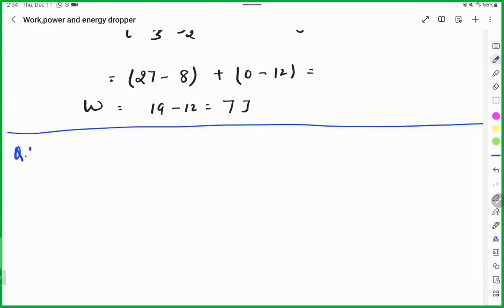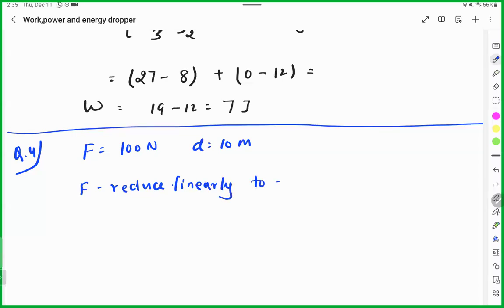Question number 4: a woman pushed a truck on a railway platform which has a rough surface. She applied a force of 100 Newton over a distance of 10 meters. Thereafter, she gets progressively tired and her applied force reduces linearly with the distance to 50 Newton.